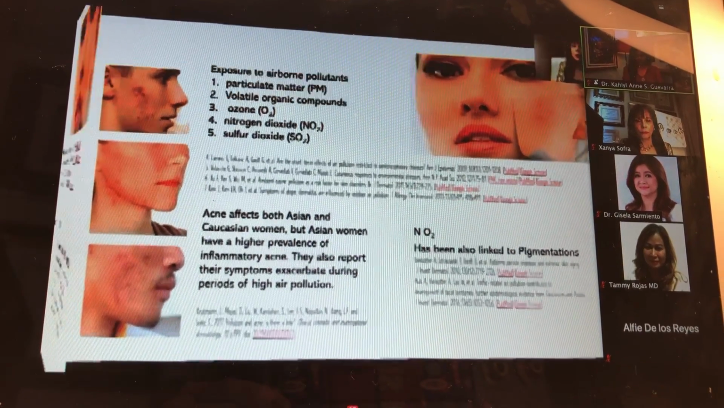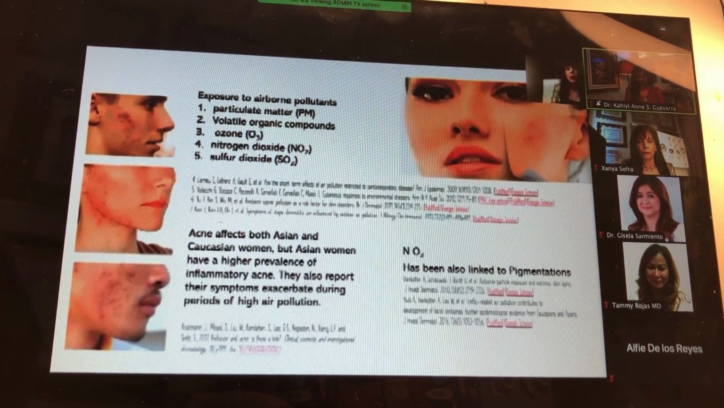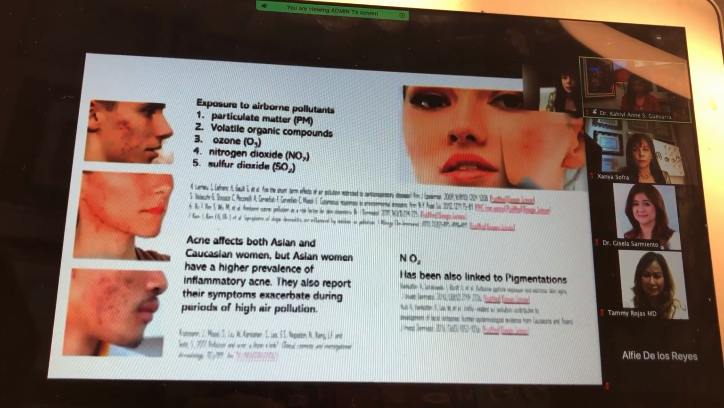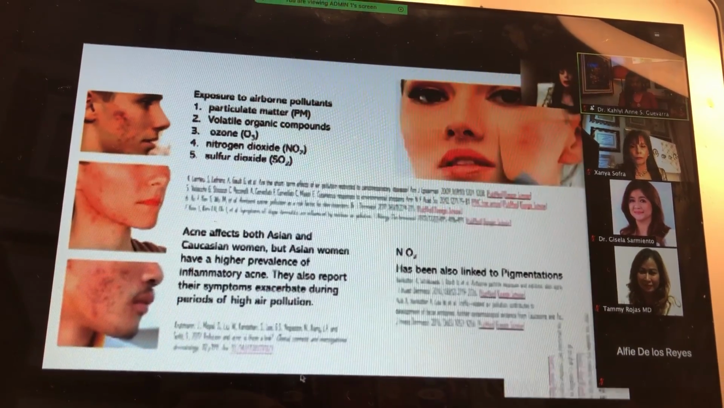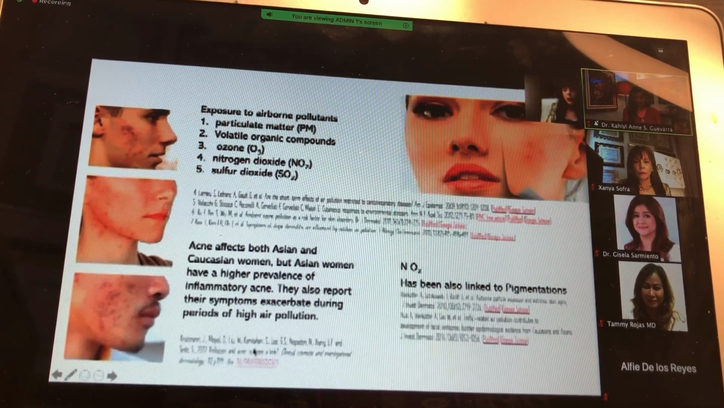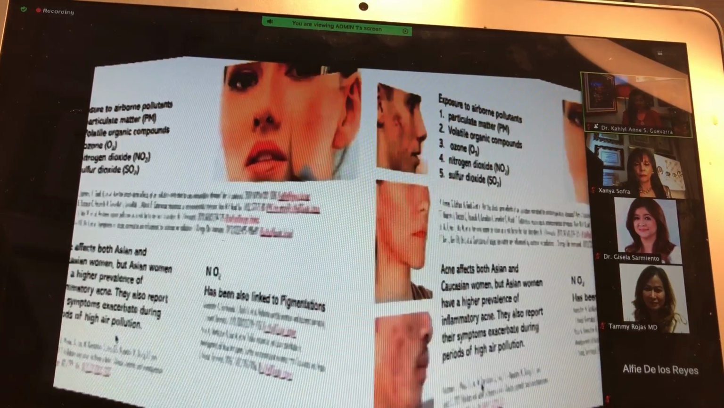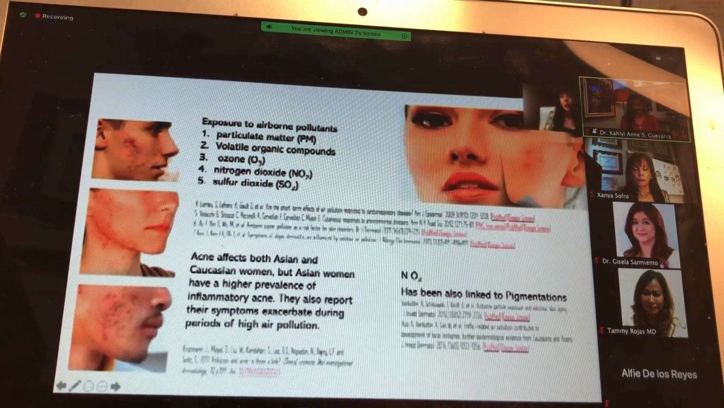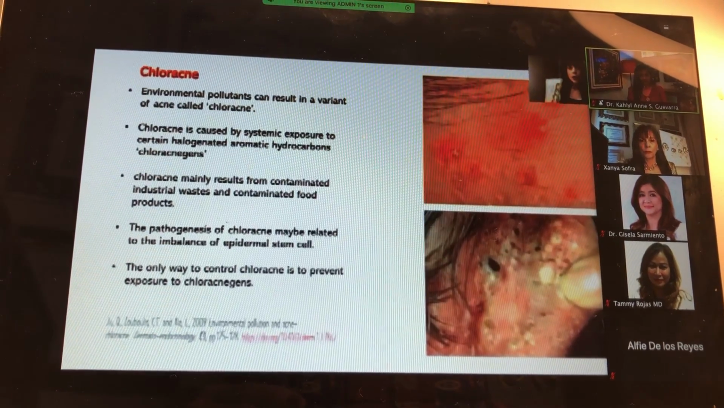Exposure to airborne pollutants, such as particulate matter, volatile organic compounds, ozone, and nitrogen dioxide, is also linked to pigmentation. Acne affects both Asian and Caucasian women, but Asian women have a higher prevalence of inflammatory acne. They also report that their symptoms are exacerbated during periods of high air pollution. And these are the references associated with that.